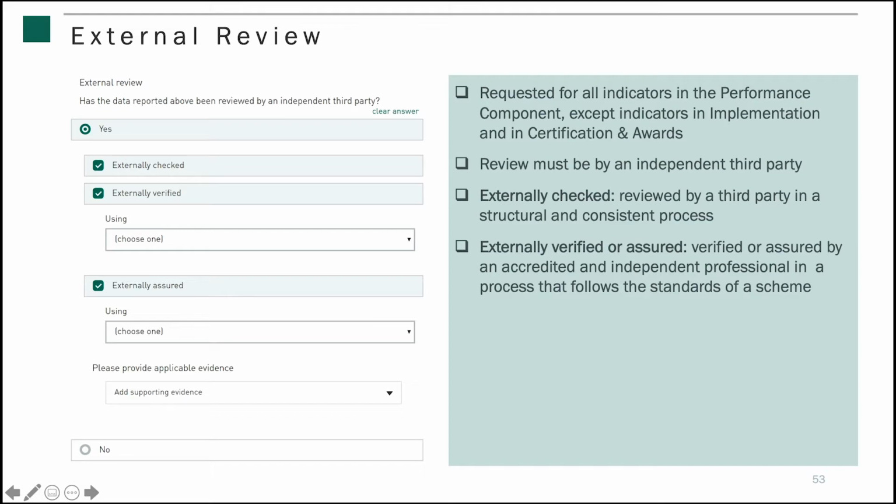Externally verified or assured means that the review process follows an existing scheme and is in line with the standards set by the scheme. It can only be completed by an accredited professional. Select the applicable scheme using the drop-down. The question on external review is not scored in 2020.